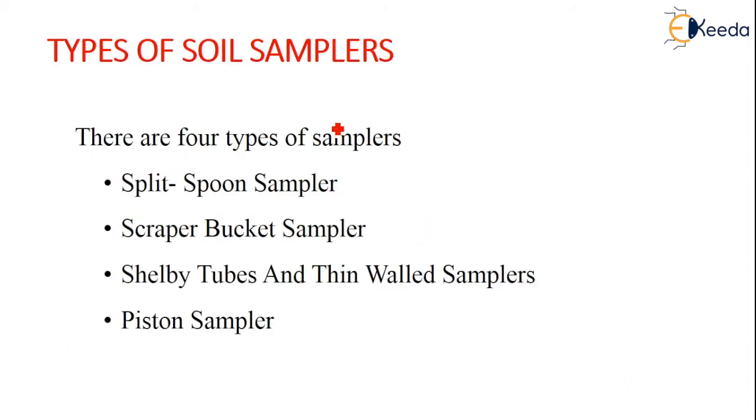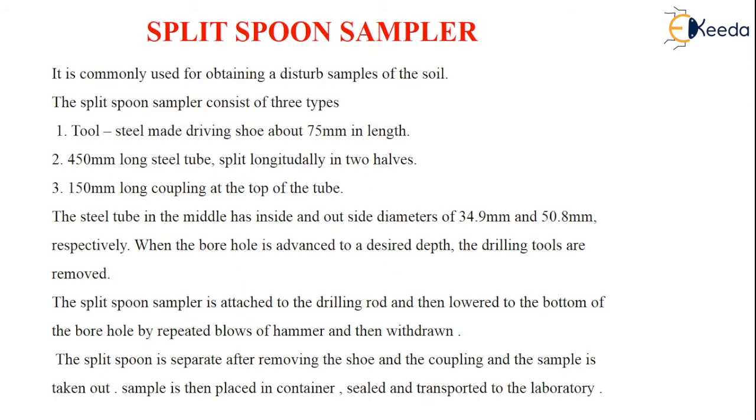What are the different types of soil samplers available? There are four main types: split spoon sampler, scraper bucket sampler, shell by tubes, and thin walled sampler and piston sampler. Let us briefly see what are these four types of samplers. Coming to the first one, that is the split spoon sampler. It is a very commonly used sampler for obtaining the disturbed samples of the soil. It is used for the disturbed samples.